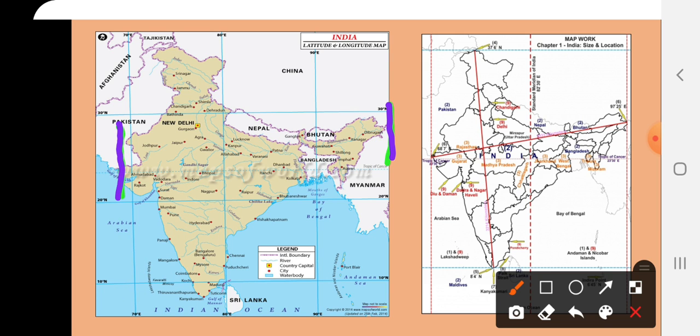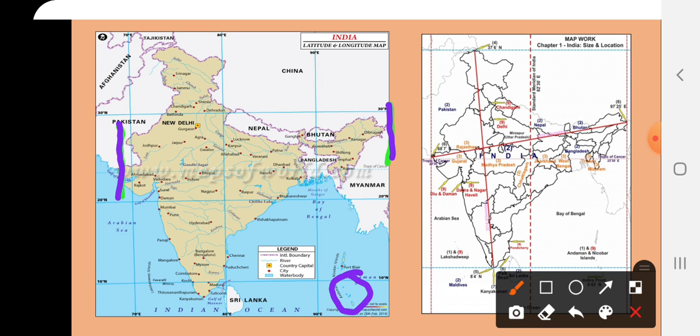Now I will show you some more things here. You can see here this one which I have drawn, Indira Point. It is a very small island. If you can enlarge, or you can see in your textbook on page number 10, it is clearly shown. Indira Point is the southernmost tip of India, and it is located at 6 degree 45 minutes north latitude. It's a parallel of latitude.